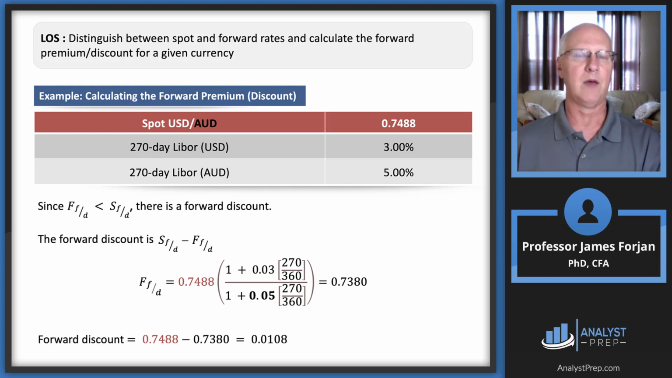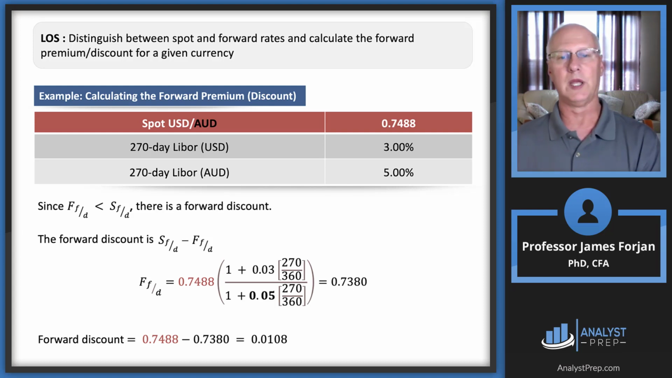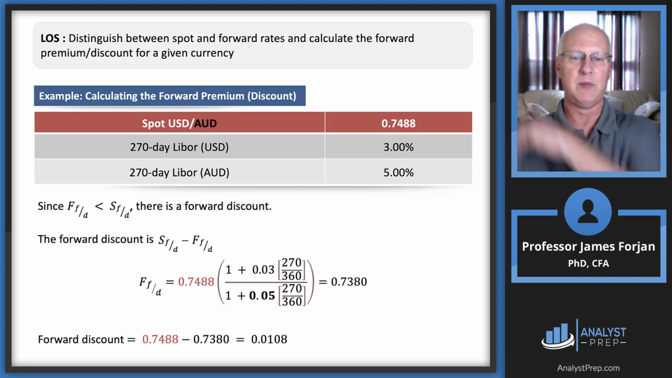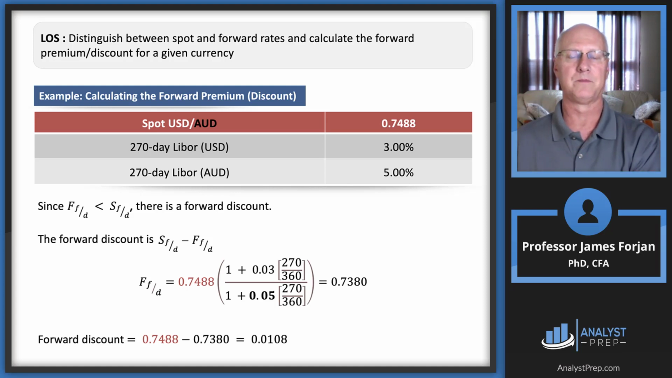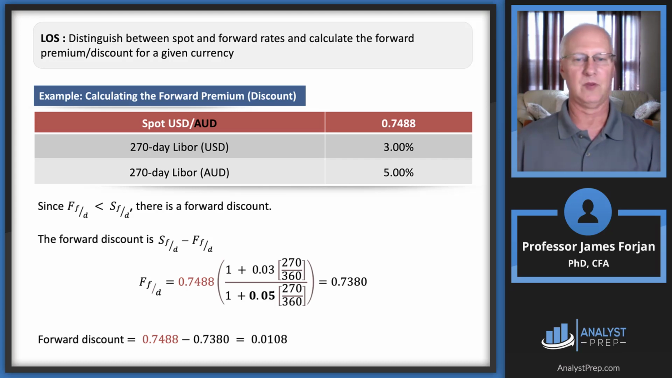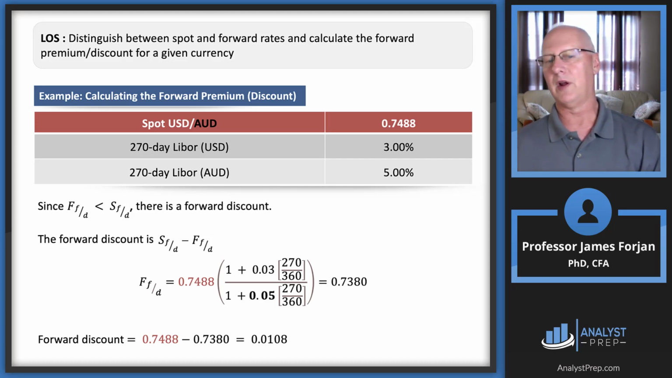Boy, on the exam, don't be surprised if the institute gives you just a 1 year. So there you just have a 1.03 divided by 1.05. But of course, you need to be prepared for the adjustment for year. So there's our forward rate, 73.80. And that gives us a discount. What's the difference there? 0108.